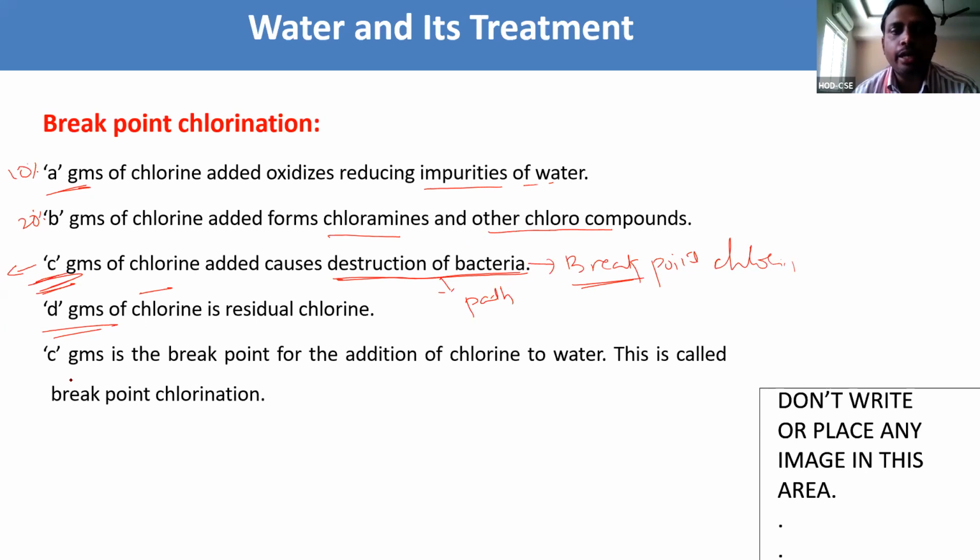Here again, if you add excess chlorine, it leads to residual chlorine. Here C is called the breakpoint of chlorination. Breakpoint for addition of chlorine to water. This is called the breakpoint of chlorination.